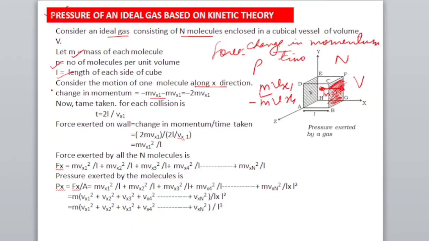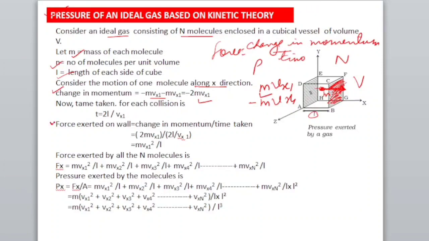So what is the change in momentum? Final is minus m Vx1, minus the initial momentum m Vx1, so minus 2 m Vx1 is the change in momentum. Now what is the time taken for this collision? Time is distance divided by speed. It moves, collides with the wall and bounces back, so the total distance covered is L plus L, twice L. So 2L by Vx1 is the time taken for this collision.